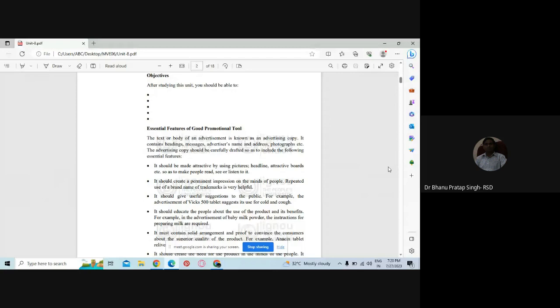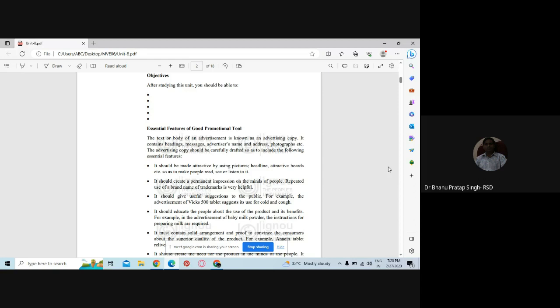One is it should be made attractive, means whether we are using a message, a photograph, any scenery or any audio-visual, it should be made attractive by using pictures, headlines, attractive boards, etc., so that people may read, see or listen to it. It should create a permanent impression on the mind of people.